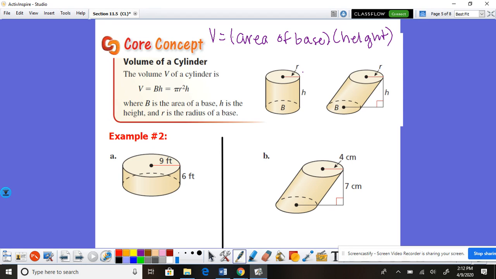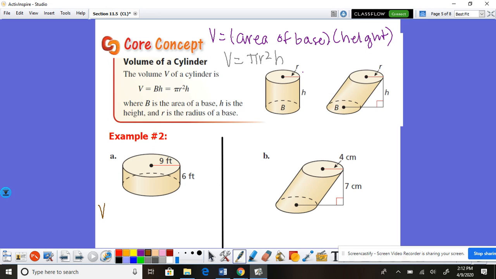However, the area of the base will always be a circle, and therefore the area of the base will always be the same equation. So we can just replace this. The area of the base is pi r squared, that's the area of the circle, times the height. And once again, the height is the distance between the two bases. All right, so let's do an example.